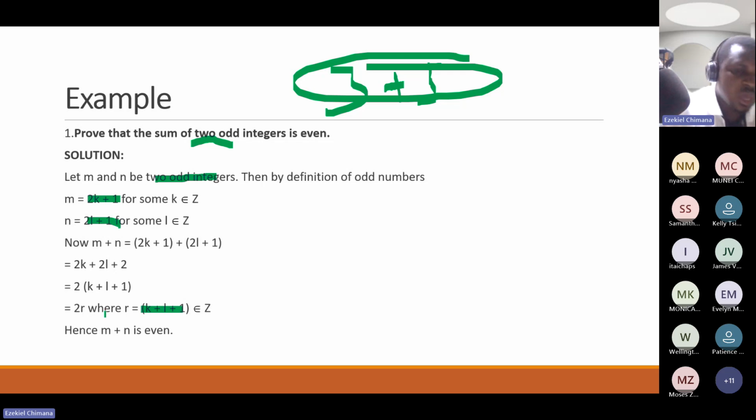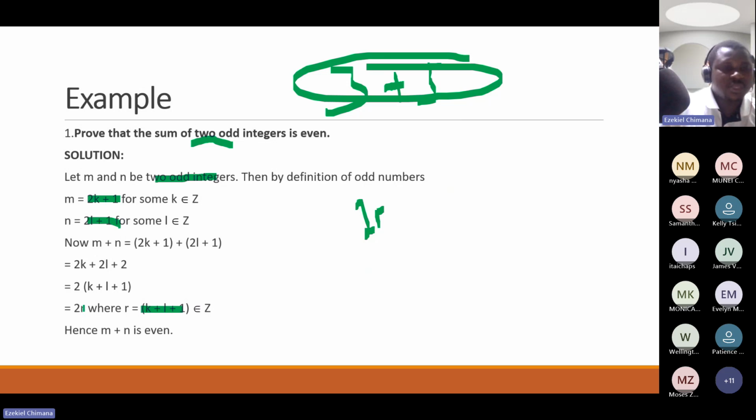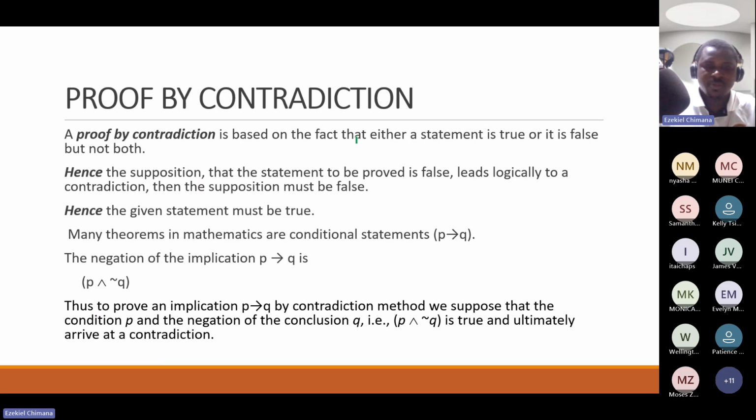What this means is that whenever you get something in terms of 2r, it's the same as something in terms of 2k. And you say that an integer n is even if and only if n equals 2k. So whenever you have something of this format, it means that the number we have here is even. And what is that number? It's m plus n. So hence m plus n is even, and we acknowledged that m and n were odd numbers when we took them. So we have proved that the sum of two odd integers is even. That's how you do it when you're proving by direct proof.